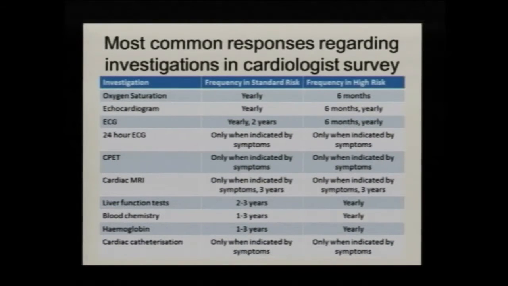An exercise test, again, that varied in the response, but predominantly it was when you had symptoms to suggest a problem. An MRI when you had symptoms, or every 3 years, there was a variation in the responses to that. And blood tests to look for your liver, kidney function, and your hemoglobin, which is the thing in the blood that carries around oxygen, every 1 to 3 years, and a cardiac catheter only when you seem to have a problem that needed that test.